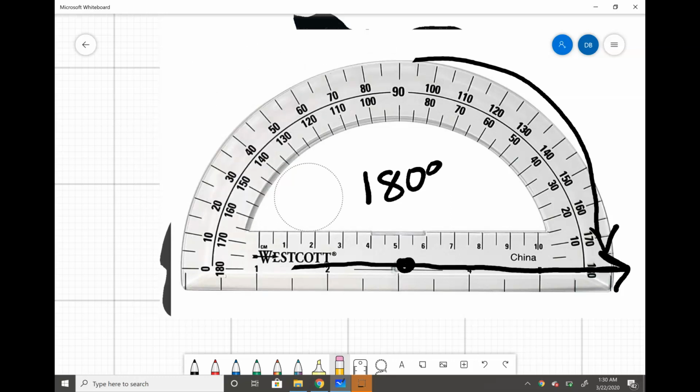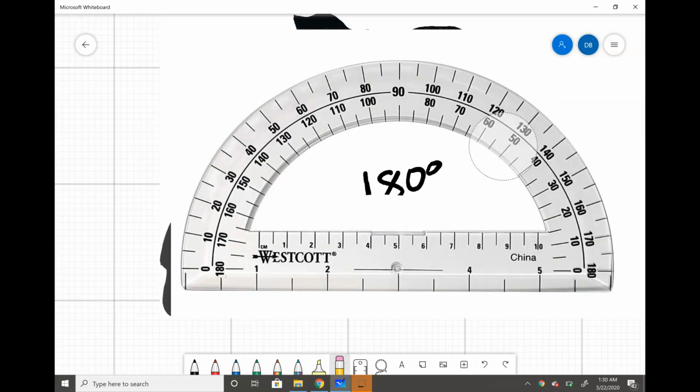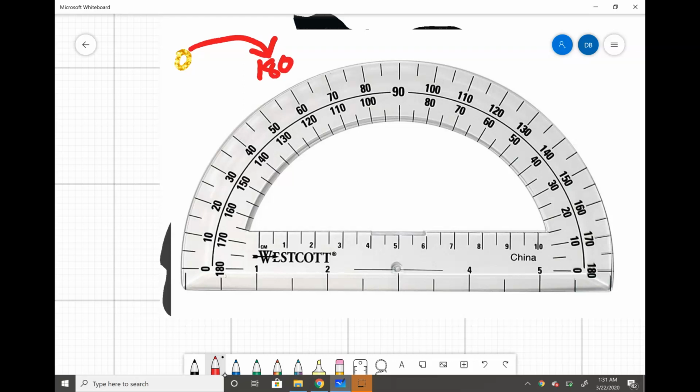So if you have a model of a protractor, I would like for you to label it. So I would say that I can go from 0 to 180 degrees from this side all the way to the other side using the top ruler, or I can come from this side starting at 0 all the way to the other side using the bottom ruler, and it just depends on which side the angle is facing. Is it facing the left or is it facing the right?